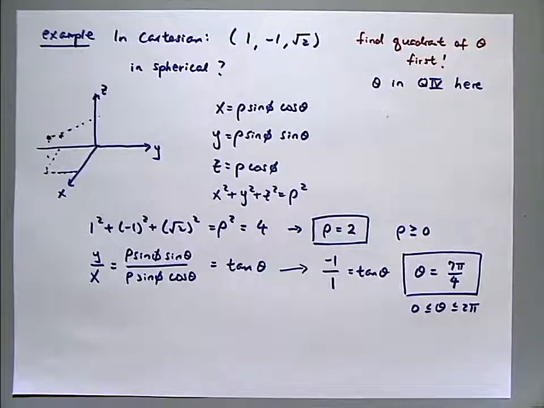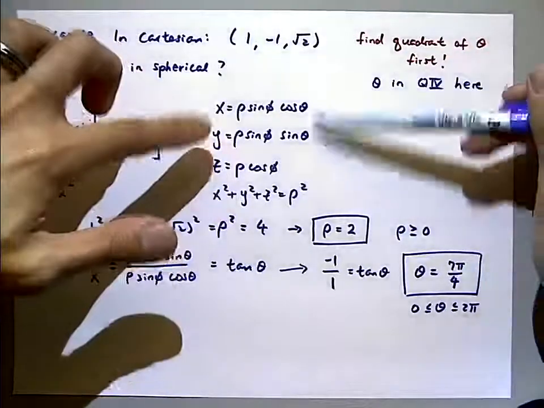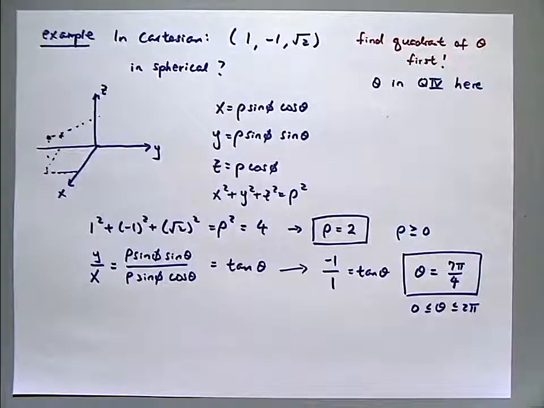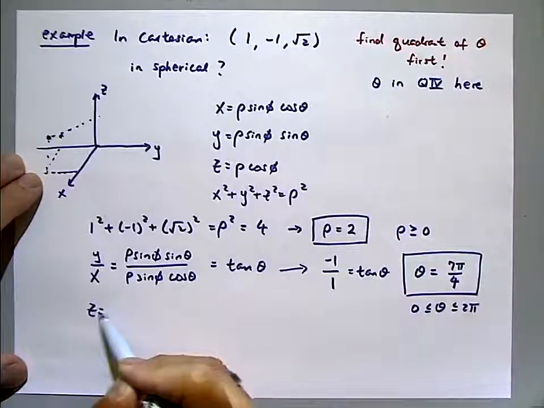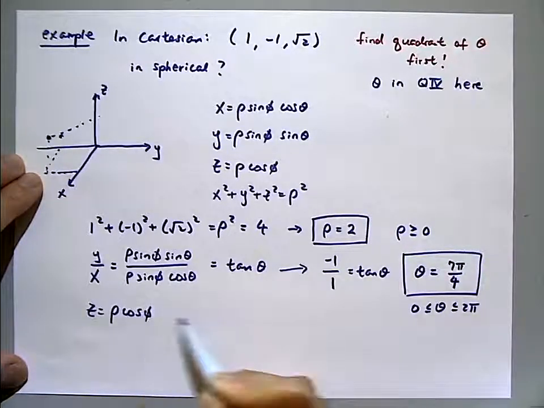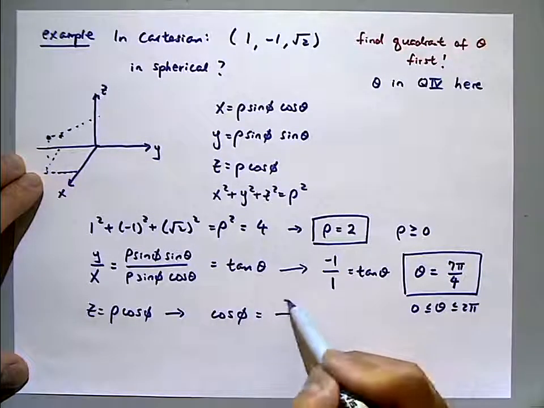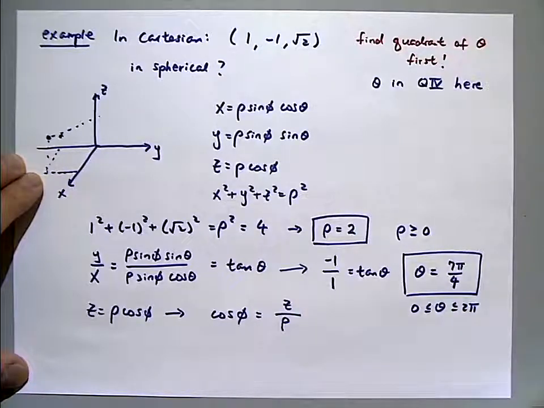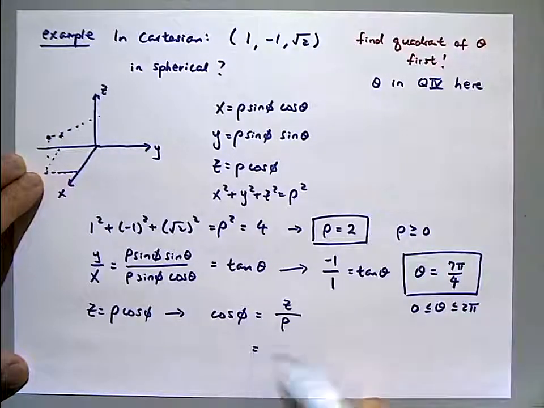Okay? Now, the last thing you can do is find phi. Now you know rho and theta. You can really use any equation to find phi. But let's take the z equation here to find phi. This tells us that cosine of phi is equal to z over rho. We know z, we know rho. z is root 2. Rho is 2, sorry. That's 2.